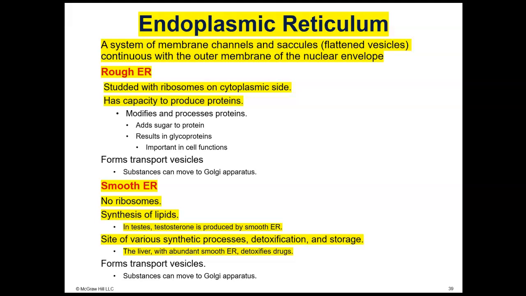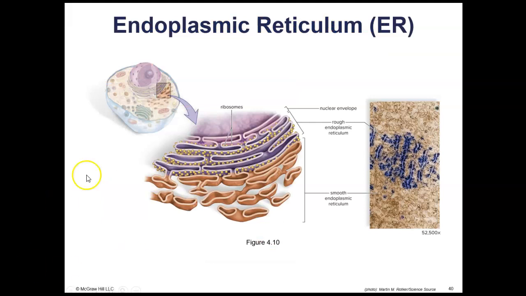So two places that we know have a lot of smooth ER are the testes and the liver. And then this just shows you a picture. So this would be the endomembrane system part. This would be the nuclear envelope here. And then outside of that, you would have the rough ER and then the smooth ER.